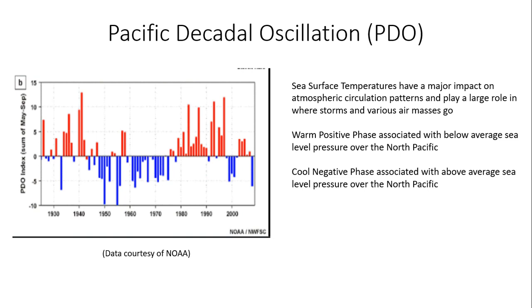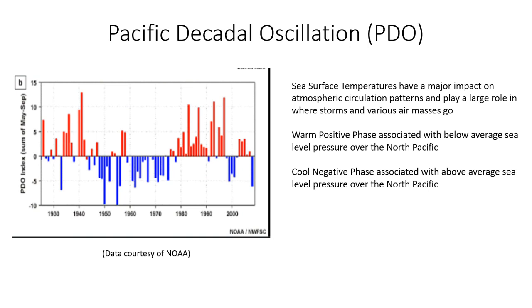And then you see a more dominant positive phase of the PDO by the red bars there from about 1977 on up through the late 1990s. So definitely some major changes here. Dominance between the colder negative phase and the warmer positive phase of the PDO is apparent on this graphic. Overall, sea surface temperatures have a major impact on atmospheric circulation patterns, and they play a large role in where storms tend to develop, where they tend to move, where various air masses move.